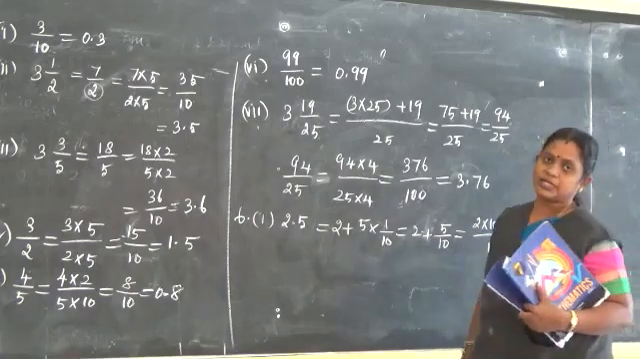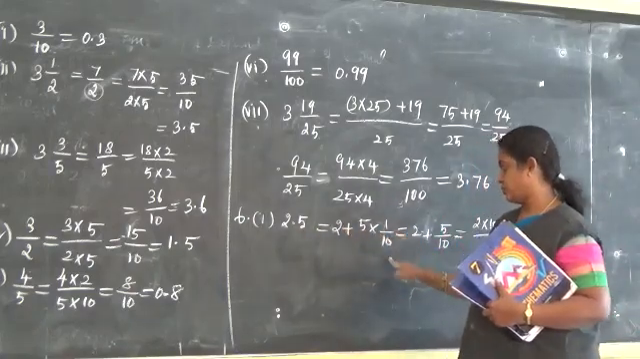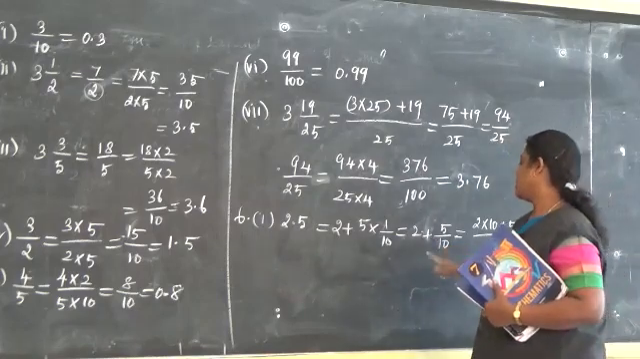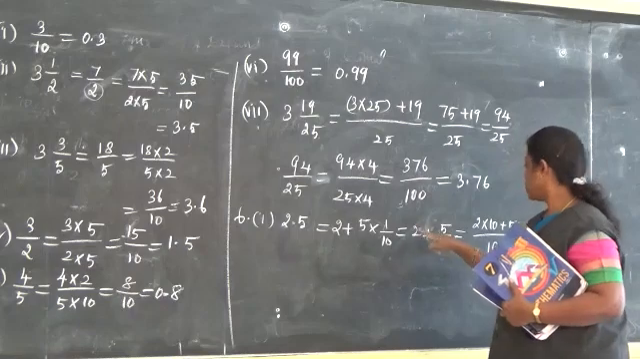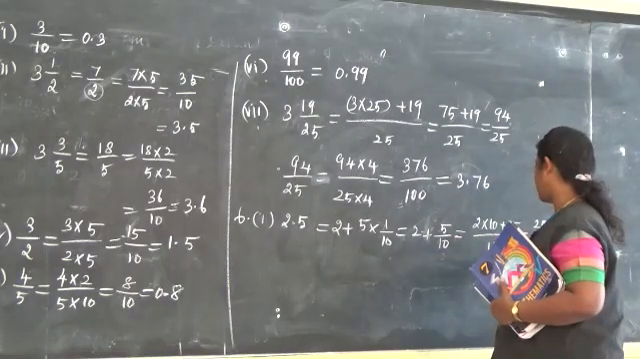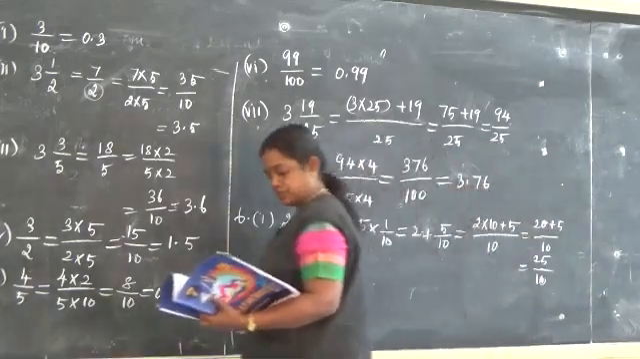Once again I am explaining, listen. 2.5, we can write it as 2 plus 5 into 1 by 10. This one is 2 plus 5 by 10. I am taking the LCM. So 2 into 10 plus 5 by 10. So 25 by 10. Come to the second subdivision.